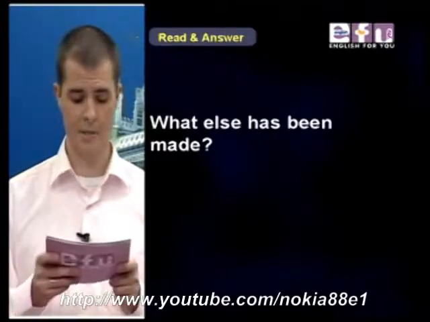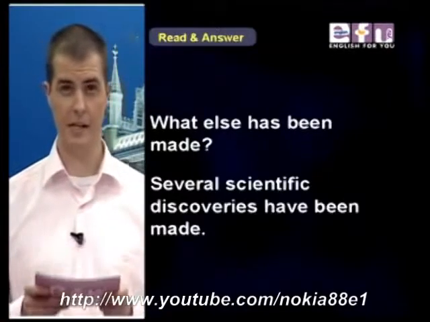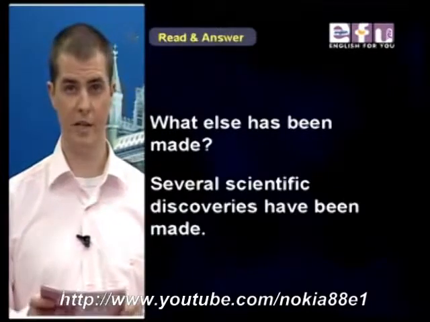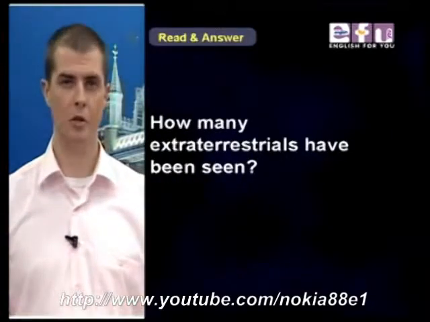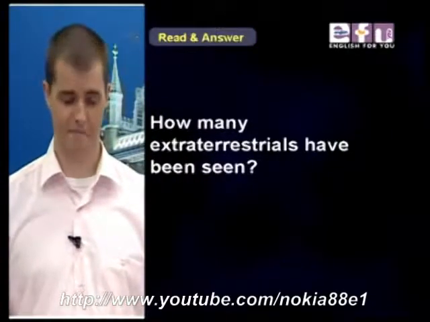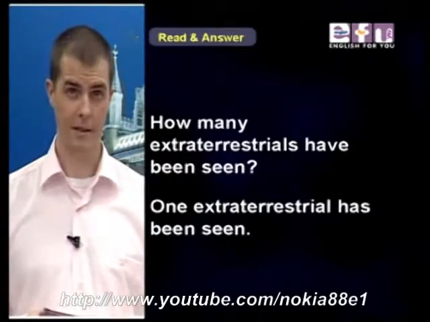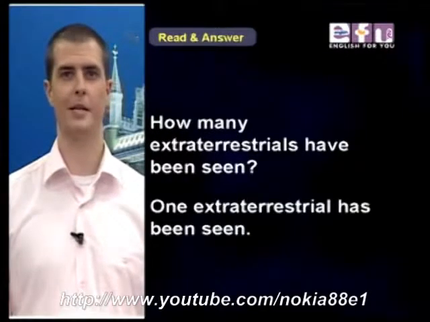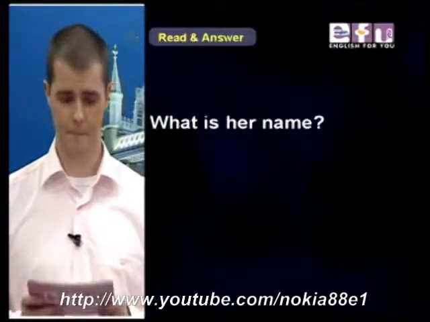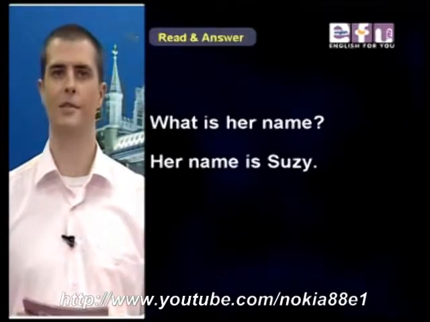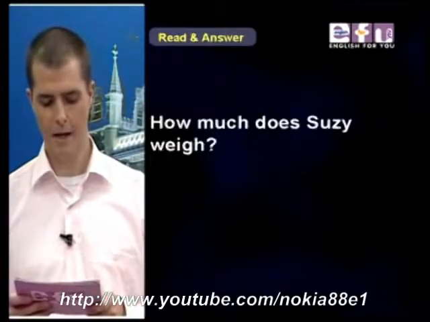What else has been made? Number 6. Several scientific discoveries have been made. Number 7. How many extraterrestrials have been seen? 1 extraterrestrial has been seen. Number 8. What is her name? Her name is Susie.